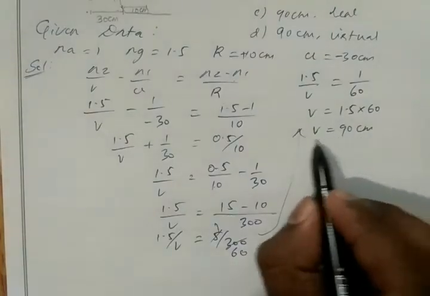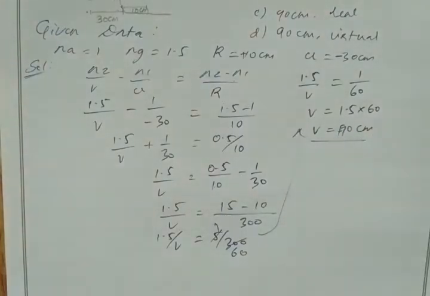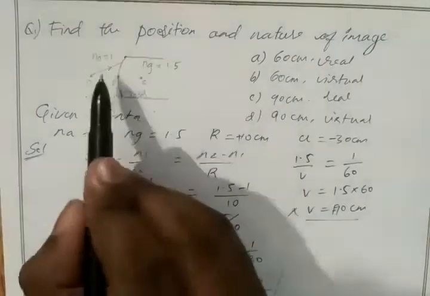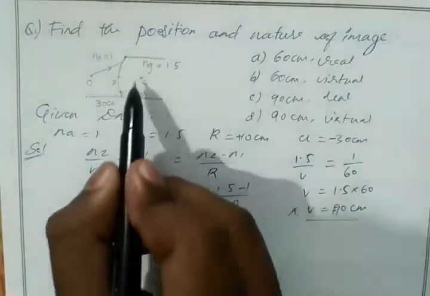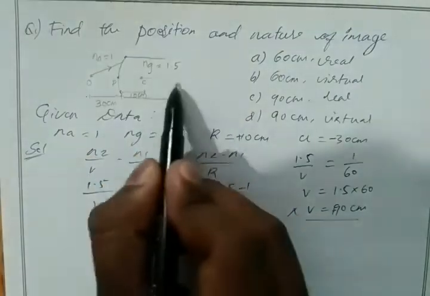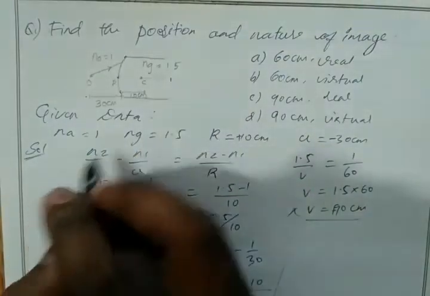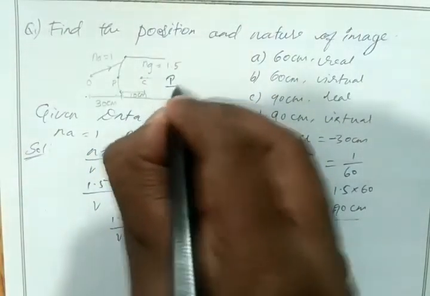So look at the answer, we have plus 90 centimeter. So plus means in the direction of the incident ray. So we have 90 centimeter from the pole, somewhere here. So here we have the image.